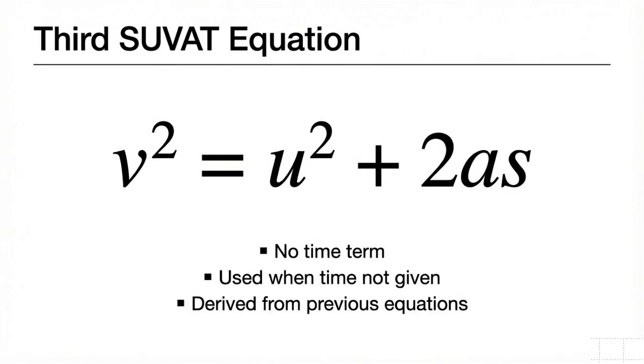Now, let's look at the third SUVAT equation. This one is useful because it's written without a time term, so it's the go-to formula when you don't know the time involved in the motion. It's derived from the other equations we've discussed, combining initial velocity, acceleration, and displacement to find the final velocity squared. This equation helps fill in gaps when time isn't given, making it a valuable tool for solving motion problems efficiently.